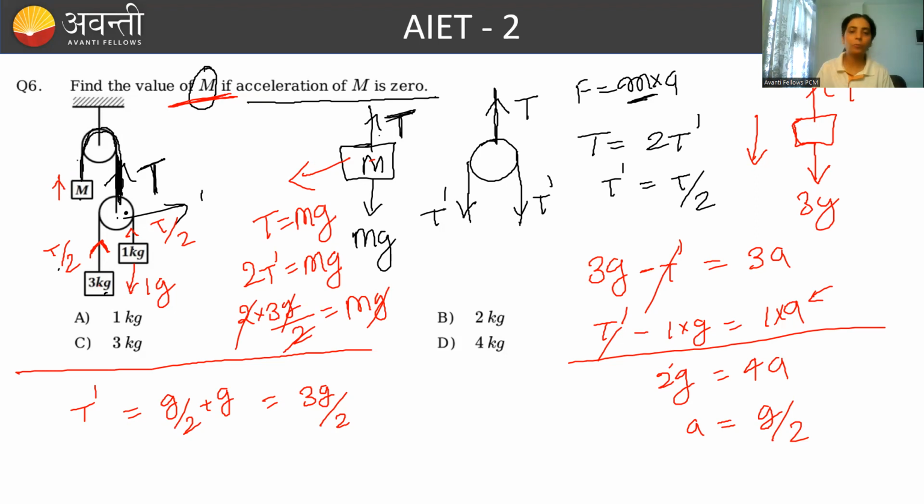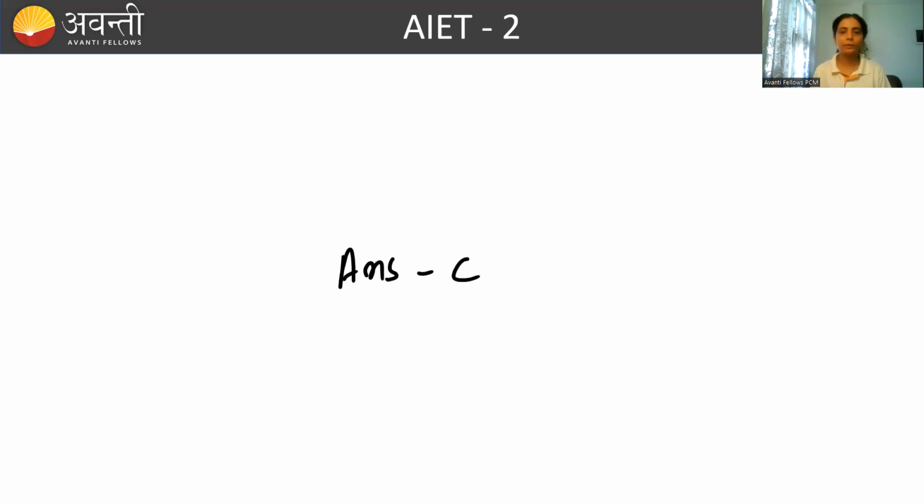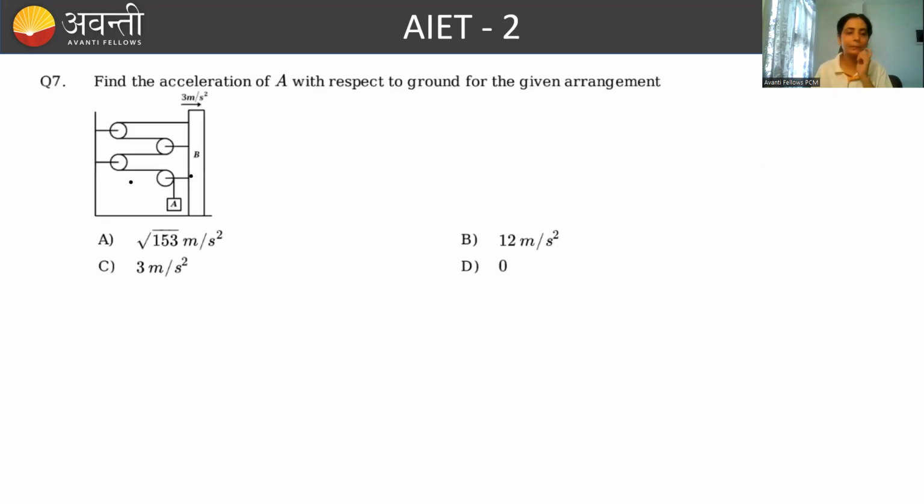So the answer will be how much? M equal to 3 kg. So the correct answer is M equal to 3 kg. This will give you the answer. Okay, so the answer is C. Done. I hope it is clear.